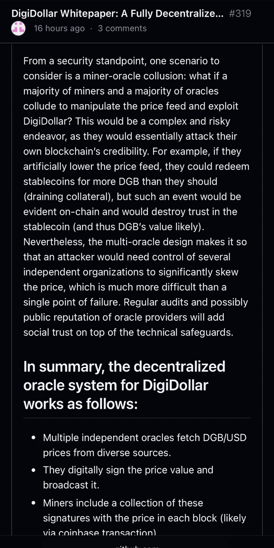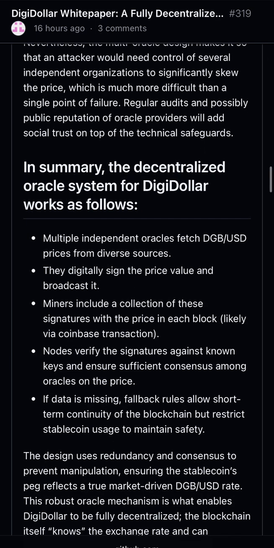Nevertheless, the multi-oracle design makes it so that an attacker would need control of several independent organizations to significantly skew the price, which is much more difficult than a single point of failure. Regular audits and possibly public reputation of oracle providers will add social trust on top of the technical safeguards.